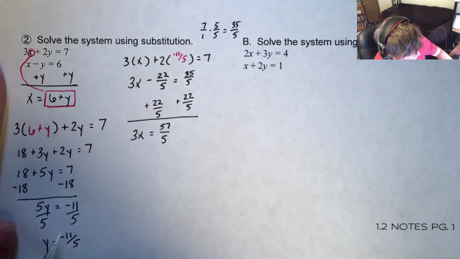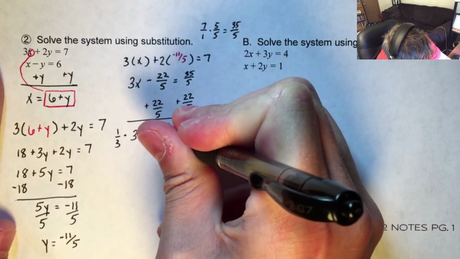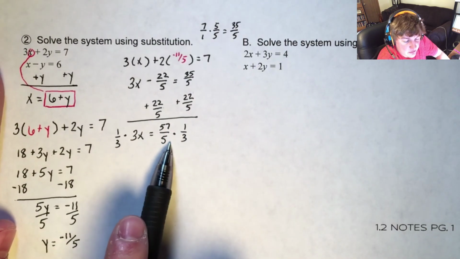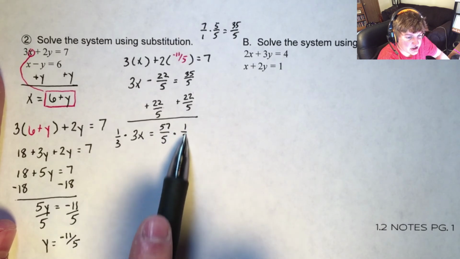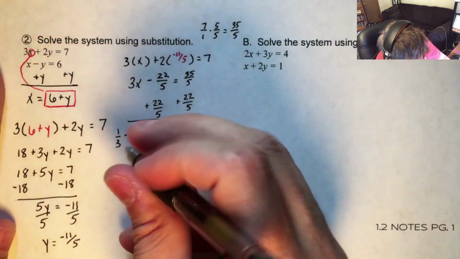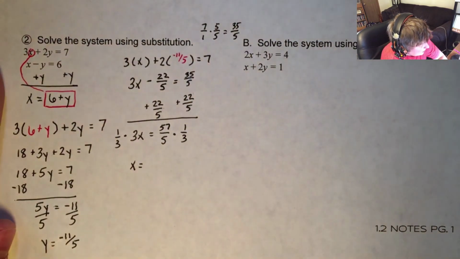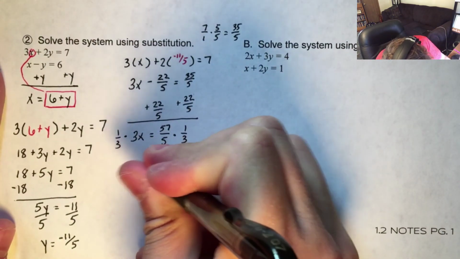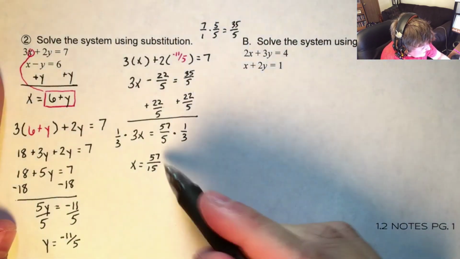Well, it's going to be nice to also know that dividing by 3 is the same as multiplying by 1/3. Now this is helpful in this situation because I'm dealing with fractions. I don't want to take 57 over 5 over 3. I could just multiply by 1/3. Multiplying by 1/3 and dividing by 3 are the same thing, so these cancel out, and I just get an x left over. Then I have 57 over 15. So let's simplify this.